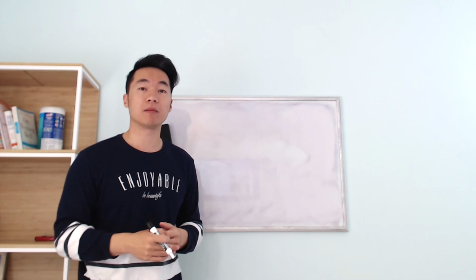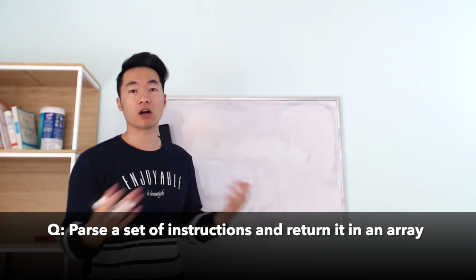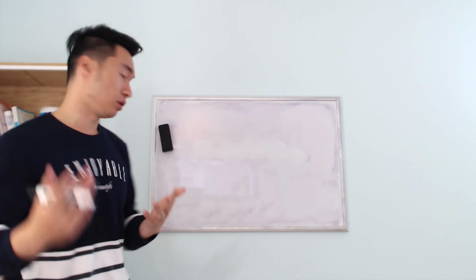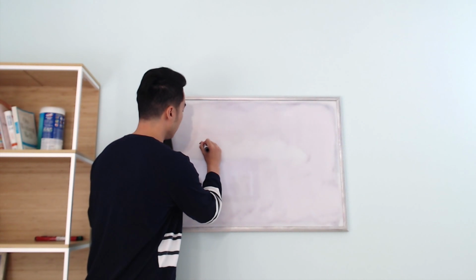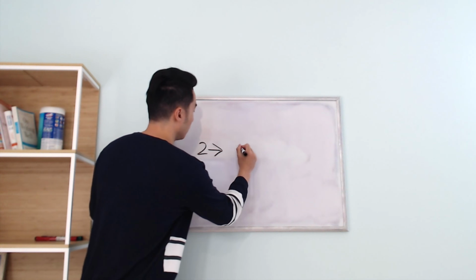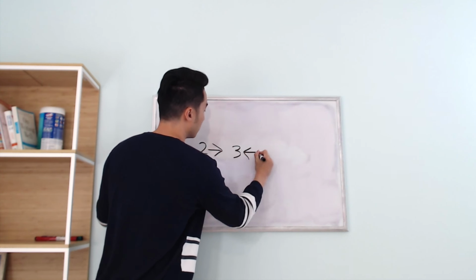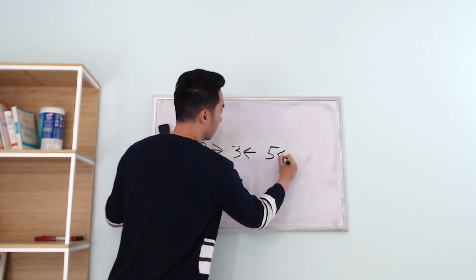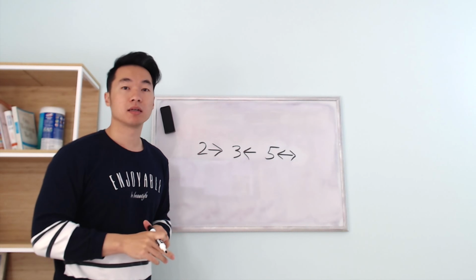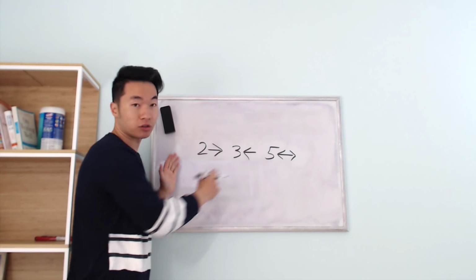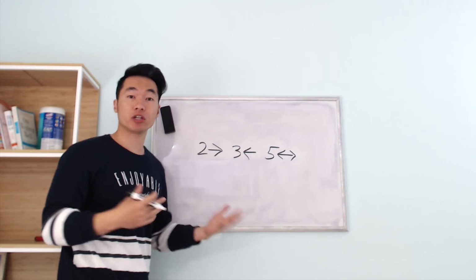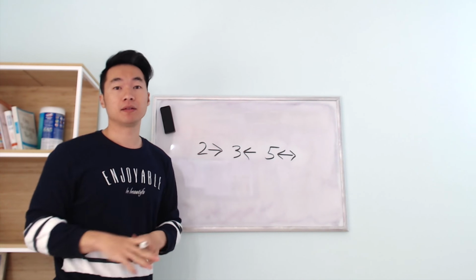Suppose that you're given some instructions. I want you to parse it and give it back to me in an array. Here's what the input would look like. Okay, so let's say you're given 2 to the right, 3 to the left, 5 in both directions. So the prompt here is, given a set of instructions or input, I want you to parse the instructions and return it back to me in an array.